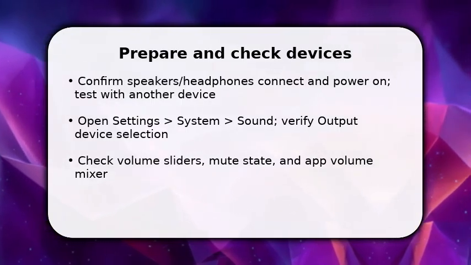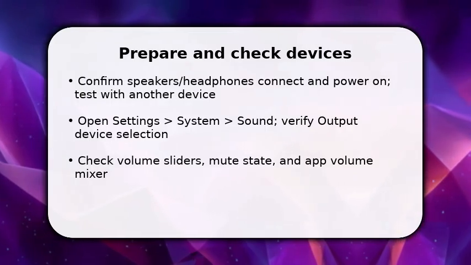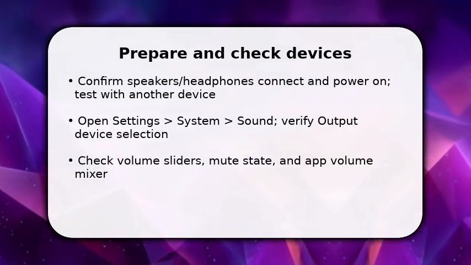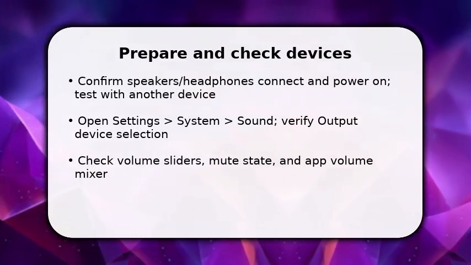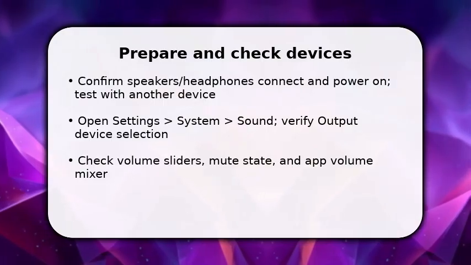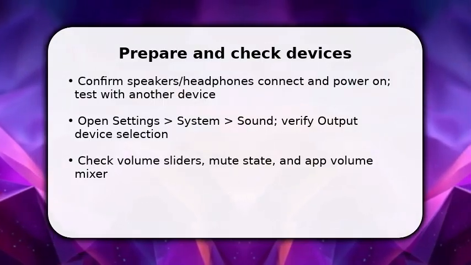Once done, open Settings, System, Sound, and make sure the correct output device is selected. Also check the master volume and the app volume mixer. If an app is muted here, Windows will appear silent even when hardware is fine.